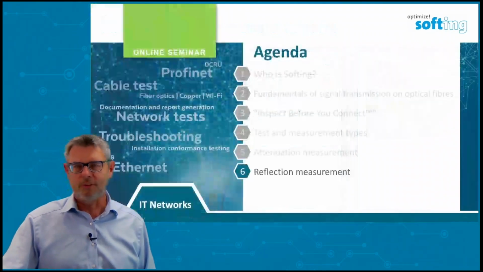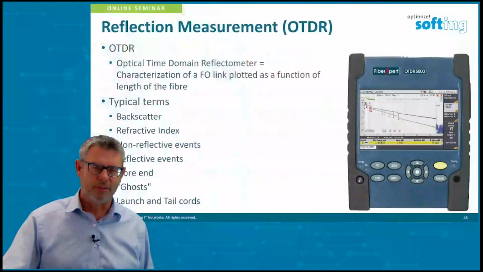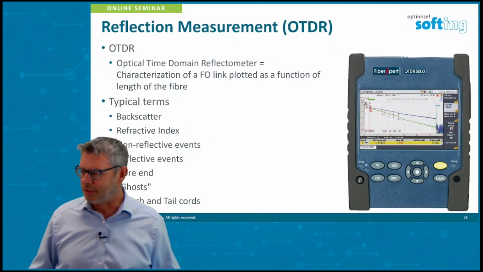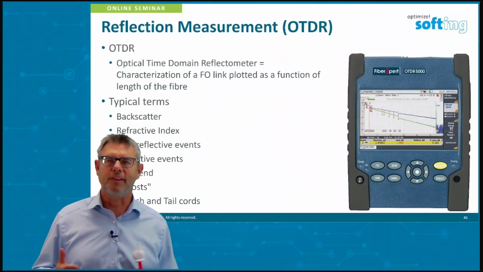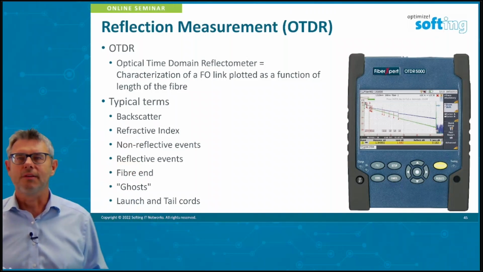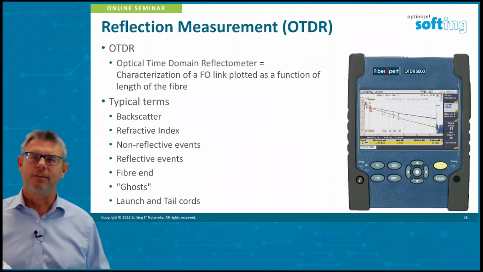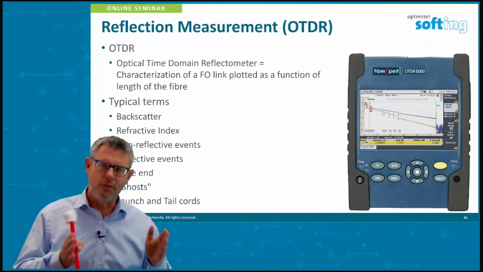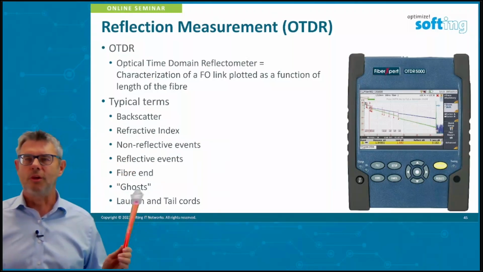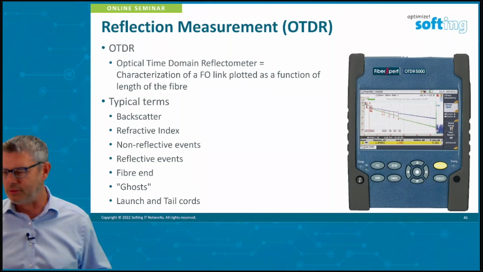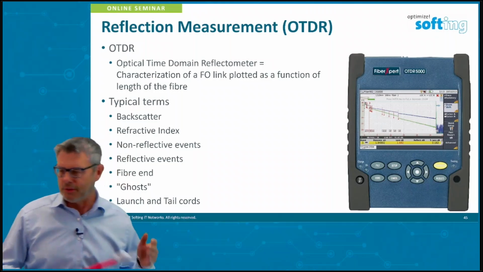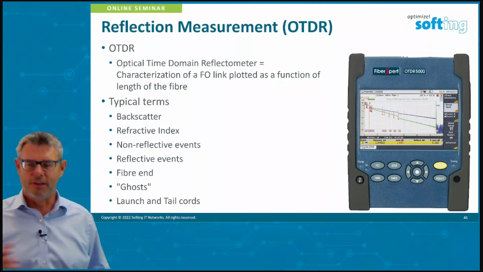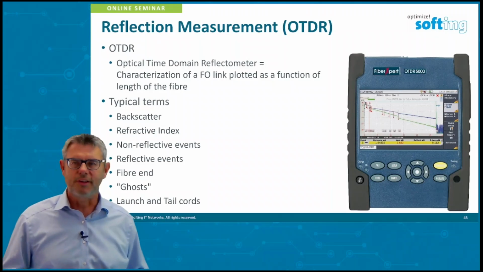So what else can we do? We can do reflection measurement. Now we're talking about the famous instrument, an OTDR. So what you see here is reflection measurements from OTDRs. What is an OTDR? Optical time domain reflectometer. It's giving a characterization of a fiber optic link as a function of length of the fiber. So you see a picture of your fiber optic, you see where the events are, where the trouble is. A few terms which are used in this world are backscatter, refractive index, non-reflective events, reflective events, the fiber end, ghosts. Now we have ghosts, and we're using launch and tail cords. So these are the vocabulary used in OTDRs.